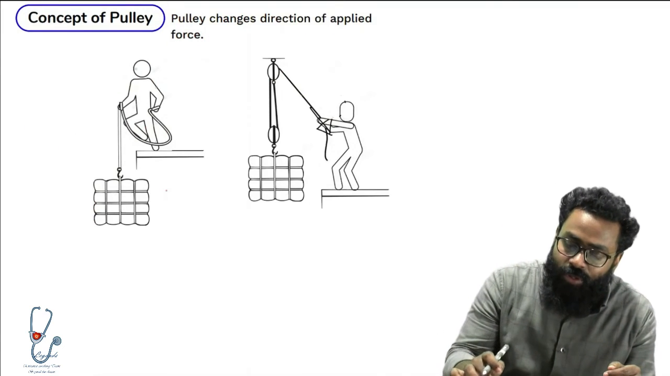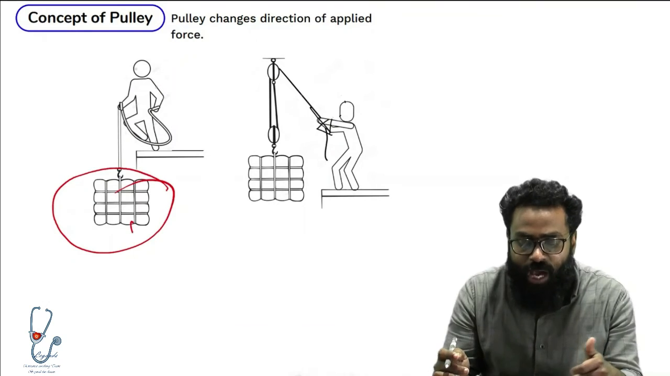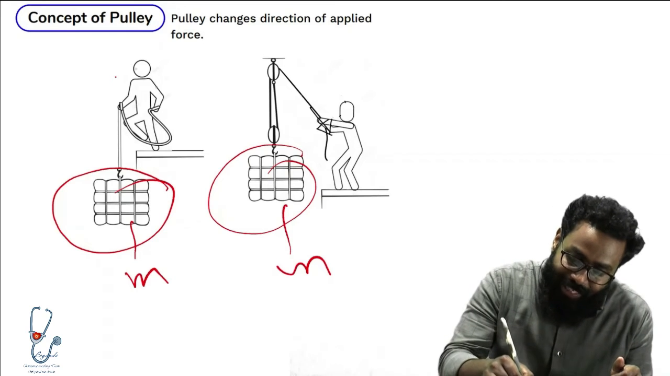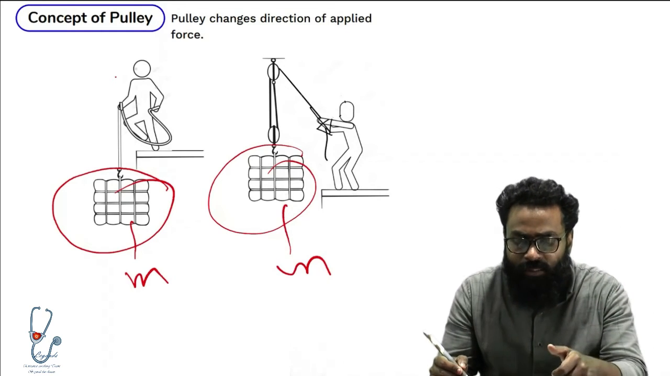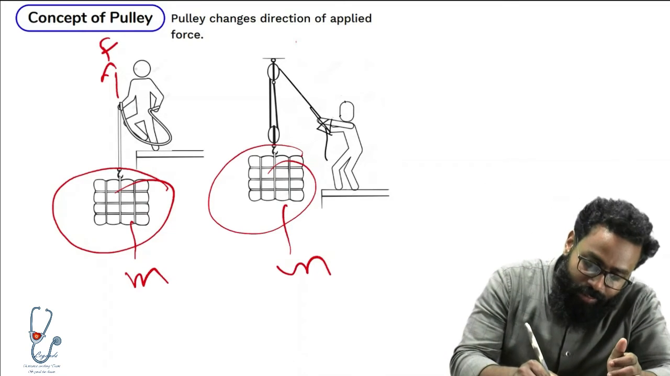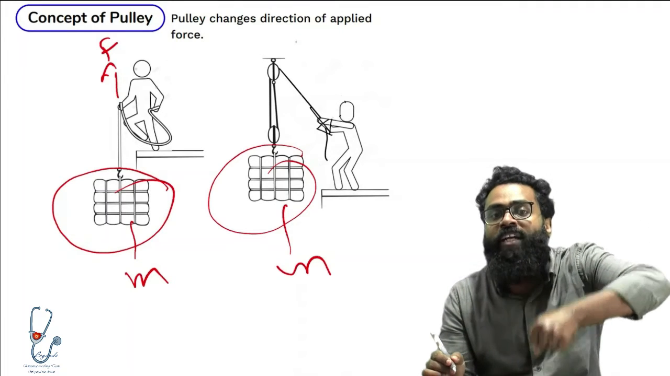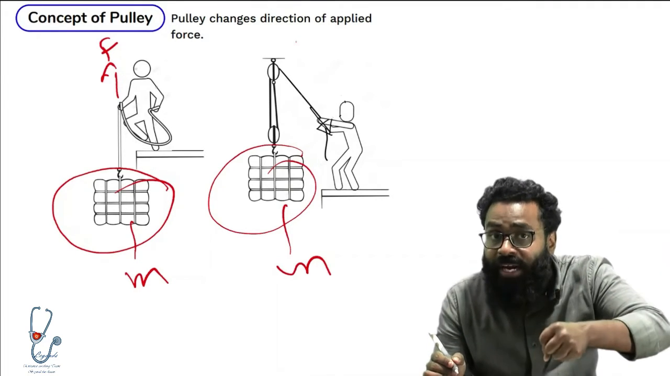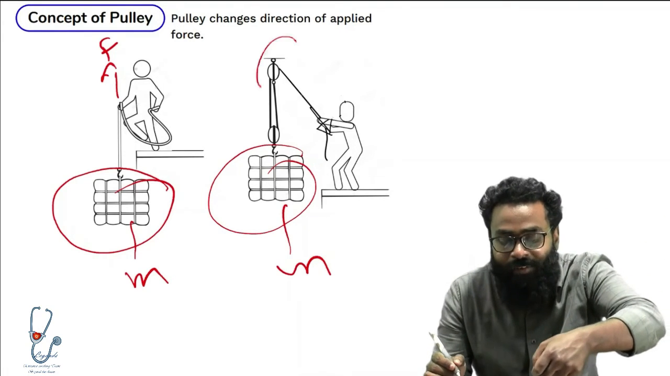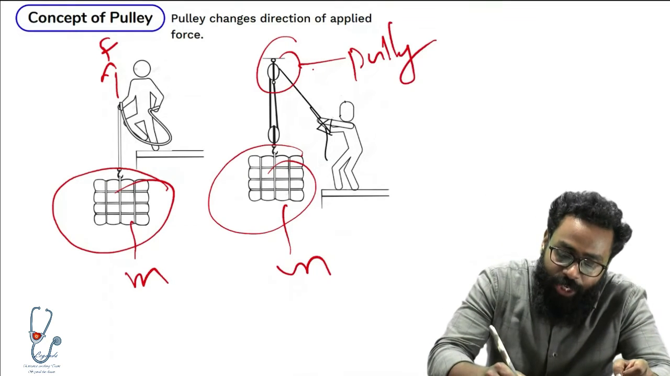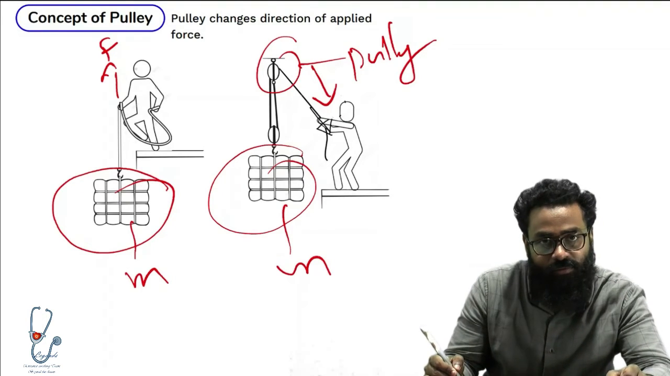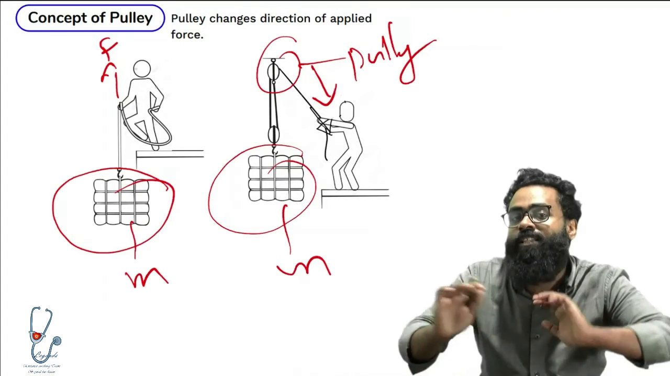Then we have a body of mass m and another body of the same mass m, and a pulley is also used. In this direction we apply the force, and more force will be applied to lift the body of mass m. We have applied a pulley here, and the direction of force is this. Clear that? There is a change in direction.